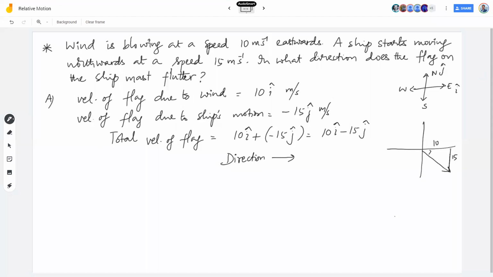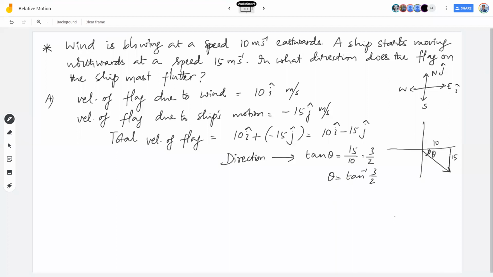Can I say this angle is exactly 45 degrees? No, we cannot say it is 45 degrees because 10 and 15 are different. 45 degrees would mean a right-angled isosceles triangle, meaning 10 and 15 would be the same. Here 10 and 15 are different. Therefore, this angle will not be exactly 45 degrees. This angle will be some theta, let us say. Direction will be theta. Tan theta equals 15 by 10, which is equal to 3 by 2. Or theta is equal to tan inverse of 3 by 2.